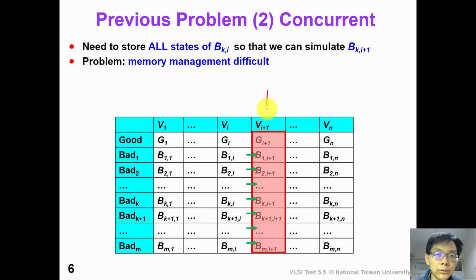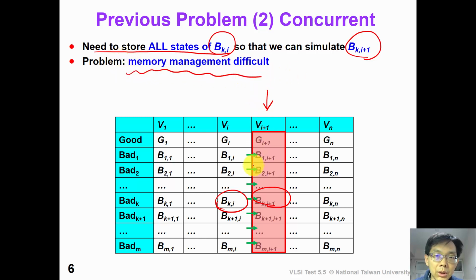However, as we move on to the next pattern, Vi plus 1, the concurrent fault simulation will need to store all the previous state of Bki such that we can continue to simulate Bki plus 1, so that we can simulate sequential circuit. But this is a big memory management problem because there are so many faulty circuits, so we might not have enough memory to do so.